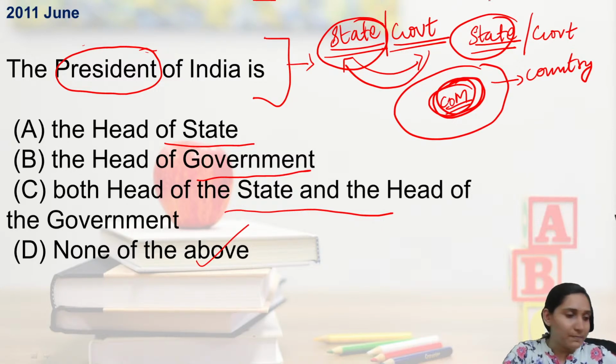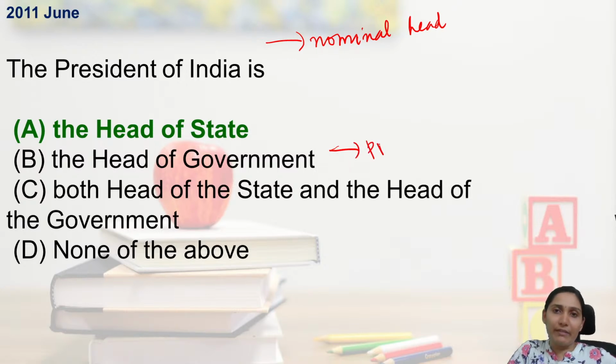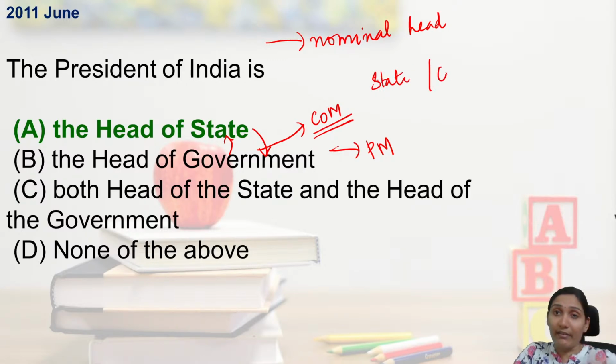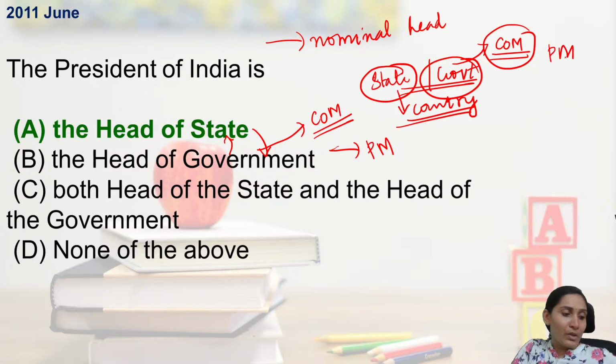So shall we check the answers? The answer is A, head of the state. So the president is the nominal head, and he is the head of the state. Now who is the head of the government? The Prime Minister is the head of the government, because the government represents the council of ministers. When state and government are used together, the state represents the country itself. So the nominal head of our country is the president, whereas the head of the government, that is the council of ministers, is the prime minister. So this is the difference. Both head of state and head of government together is wrong. So it's the head of the state.